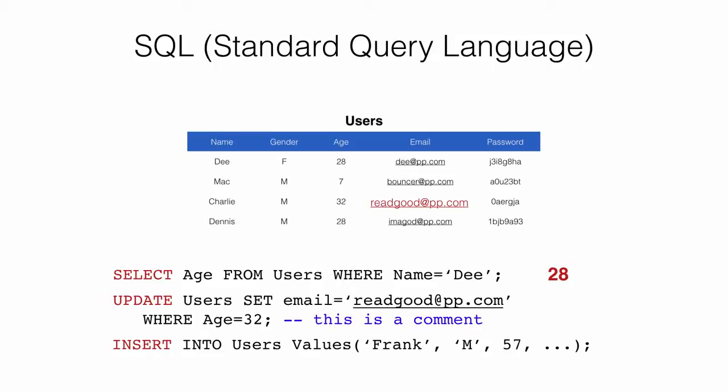Another command is the insert command. This gives you a way to add new records to the table, and here we're inserting into the table a record: Frank, who's male, and 57, and so on. Finally, there's the drop command, which gives you a way of removing data from the database. Here we show how drop can be used to delete an entire table from the database.